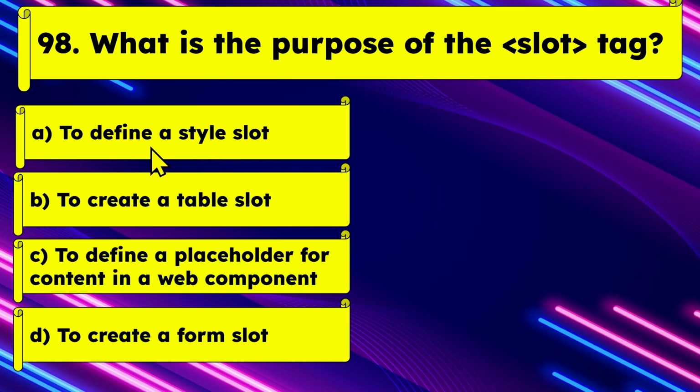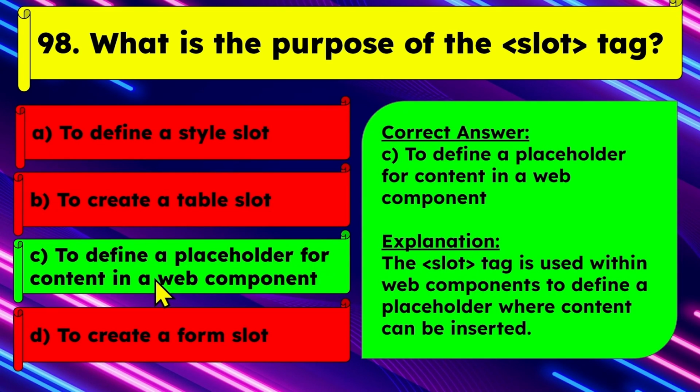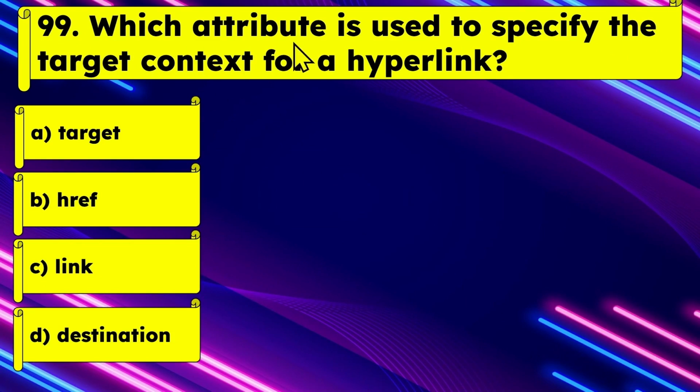Option A, to define a style slot. Option B, to create a table slot. Option C, to define a placeholder for content in a web component. Or option D, to create a form slot. So here the correct answer will be option C. As you can see, the slot tag is used within web components to define a placeholder where content can be inserted. Next question says, which attribute is used to specify the target context for a hyperlink?